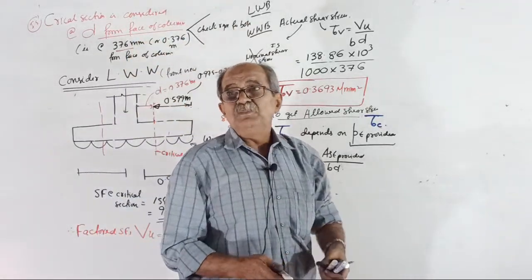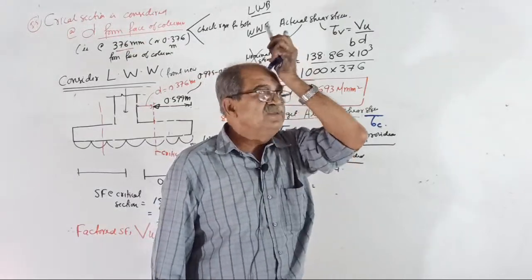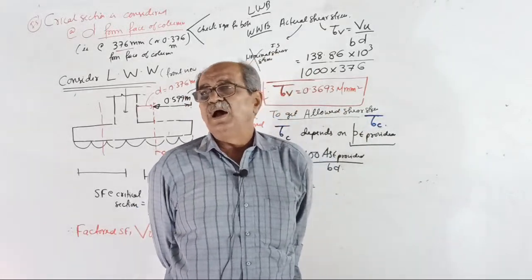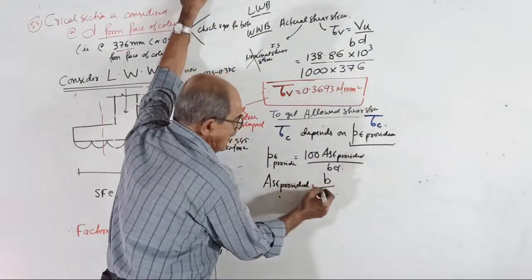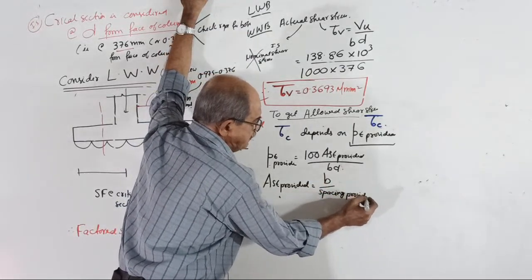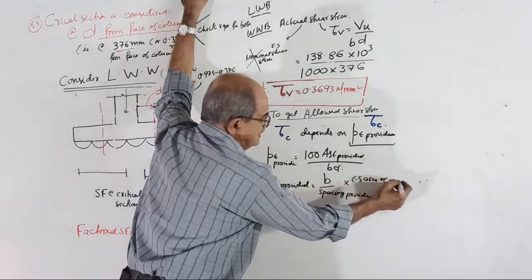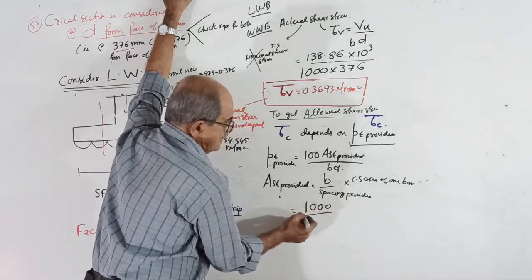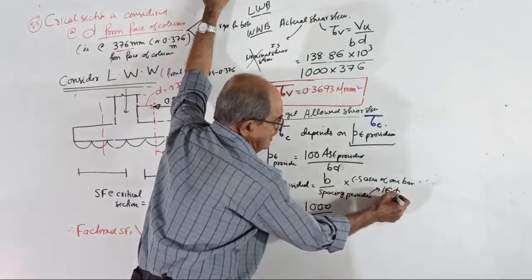Remember, if you know the number of bars, it is easy. Now spacing is known. I am telling how many times. To find the spacing, the formula is area of one bar by total area into B. If you want Ast provided, it is B divided by spacing provided into cross-sectional area of one bar. Just now I told, I am not telling once again. B is 1000. Spacing provided, what did you provide?